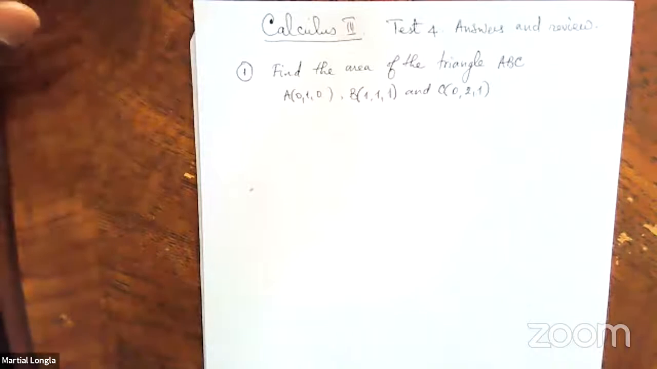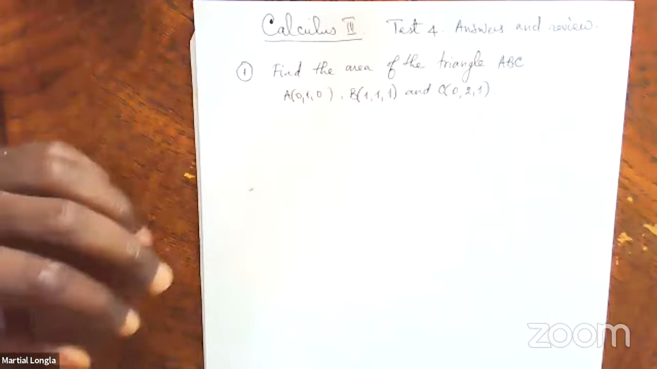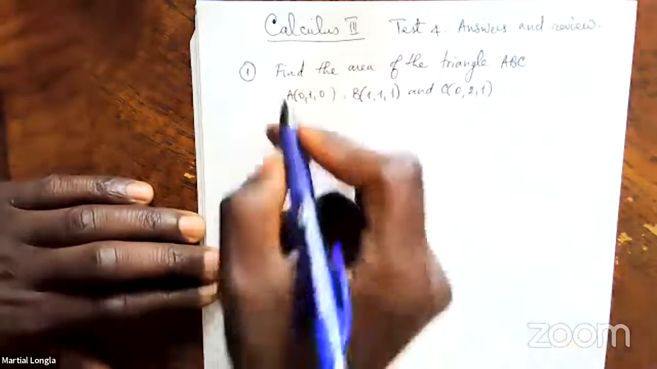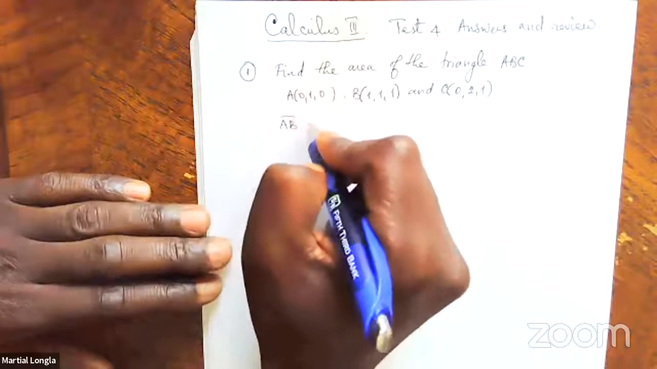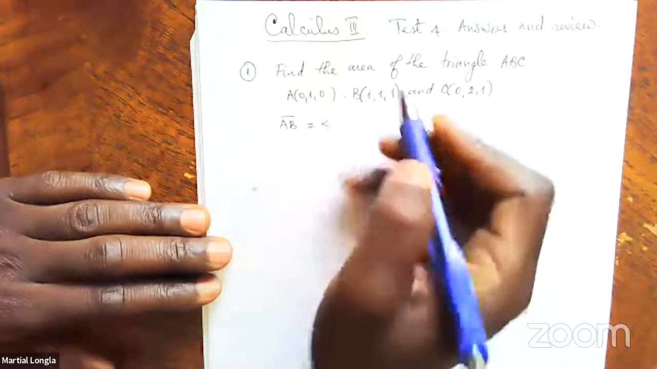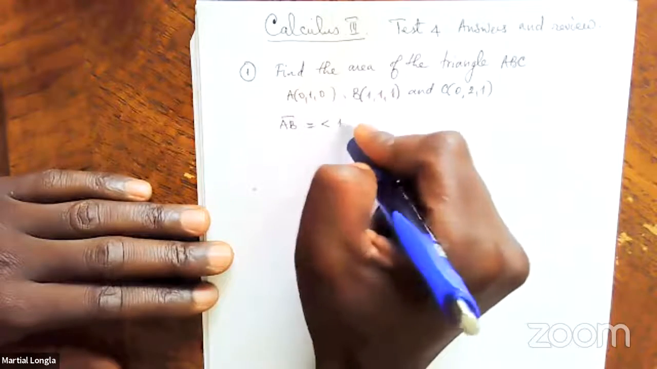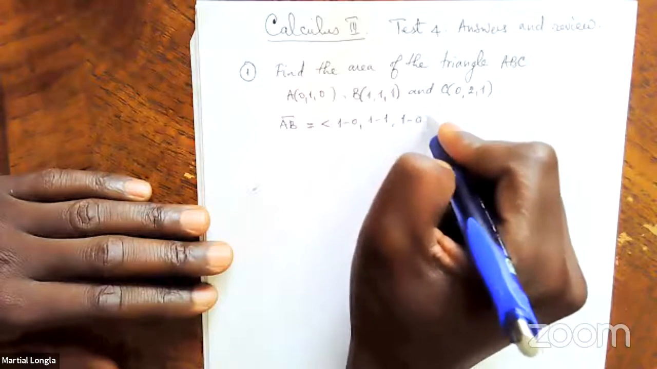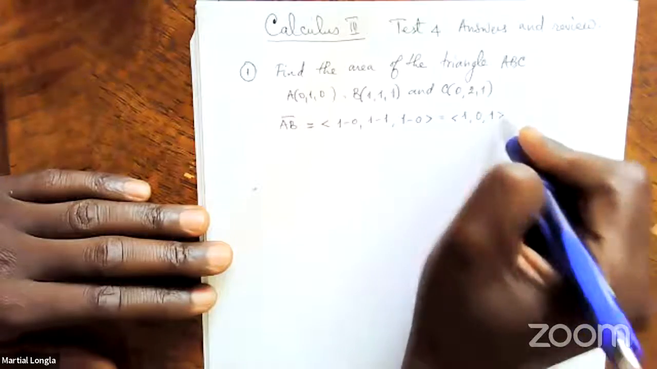So when we are asked to find the area of a triangle, what we need to do is to first form two vectors that are consecutive in that triangle. So here, for instance, we can have the vector AB, which is obtained by subtracting the coordinates of A from the coordinates of B. So that's 1 minus 0, 1 minus 1, 1 minus 0. So that's 1, 0, 1.